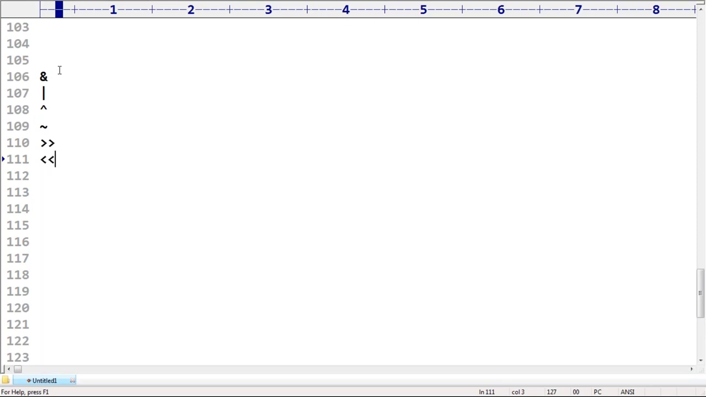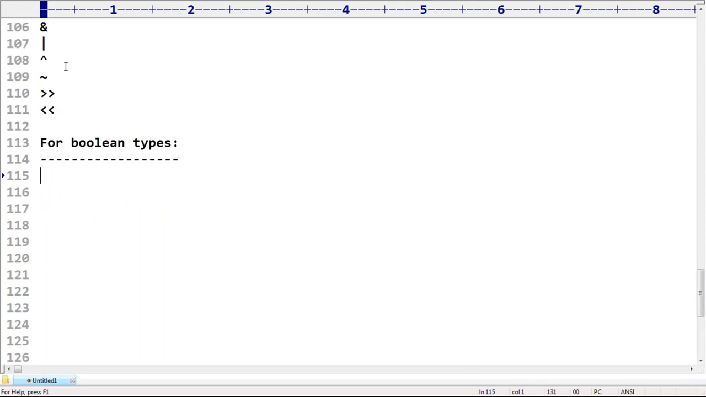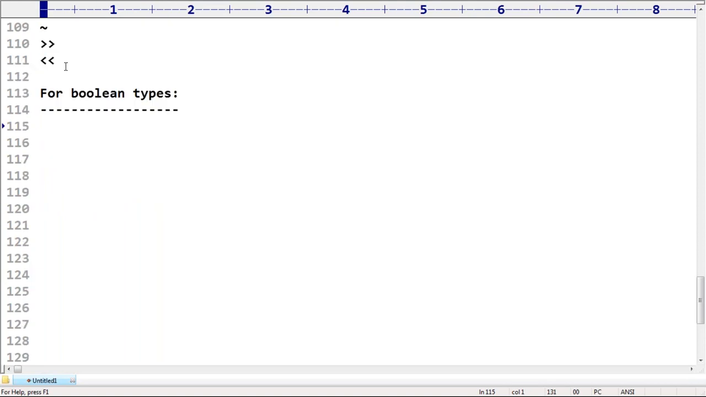These things are nothing but bitwise operators, right? Next, we can apply these bitwise operators for Boolean types also. Just now I covered that you can apply them for int type, and you can apply them for Boolean. We applied them already for int type. For Boolean types, how will the behavior be?